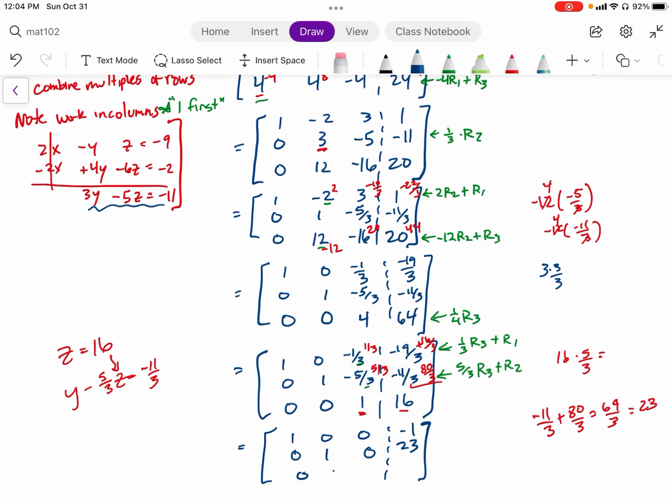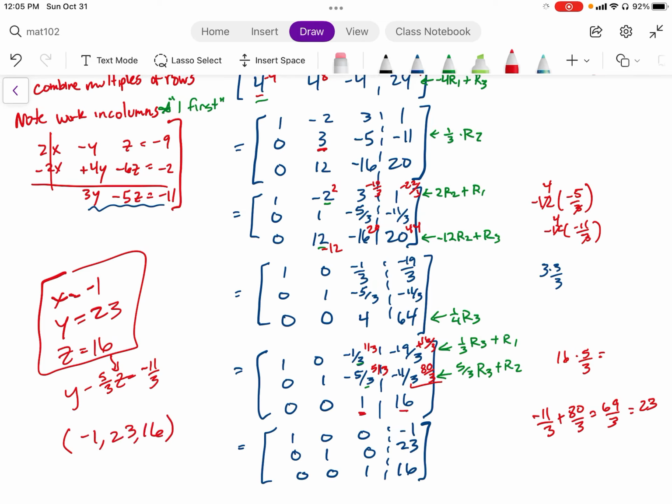Okay, and the last row we were already done. So we have our solution. We have x is negative 1, y is 23, z is 16, or written as an ordered triple, negative 1, 23, 16. That is our solution. I'm not good at graphing 3 dimensions and these planes that would intersect. No thank you. So I would much prefer the matrix method.